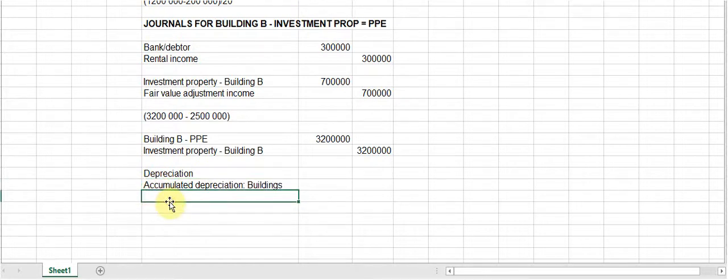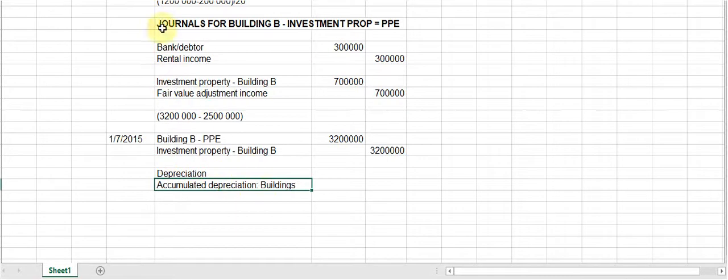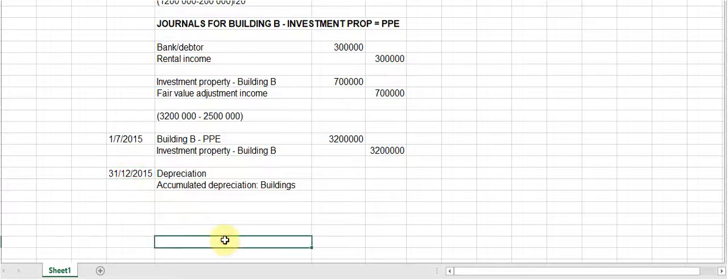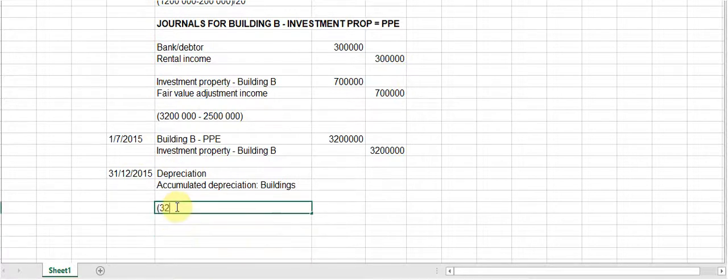And we need to go and calculate what is the depreciation. So this asset only became PPE on 1 July 2015. If we now measure the depreciation at year end, you will agree with me that we can only measure depreciation for a total of 6 months because it has only been PPE for 6 months, which is July to December. So we're going to take the 3.2 million and divide it by the remaining useful life of 15 years, and we need to times it by 6 out of 12.